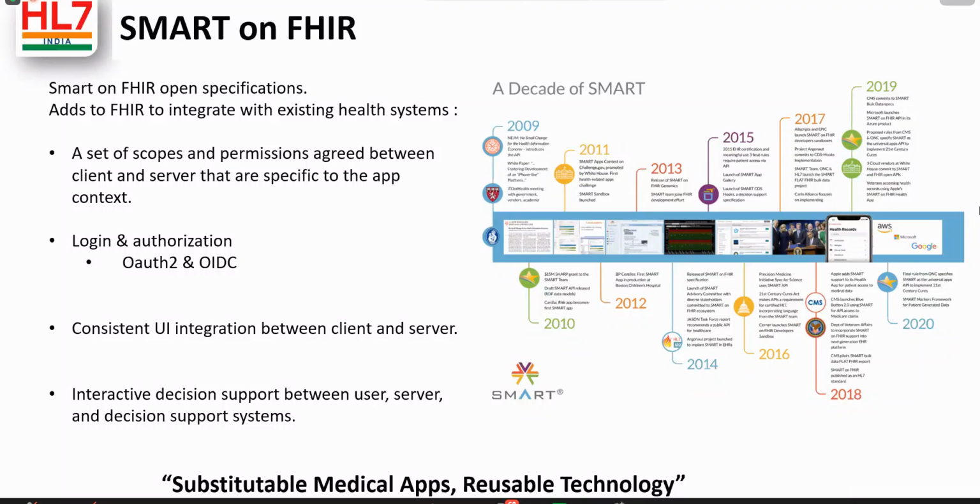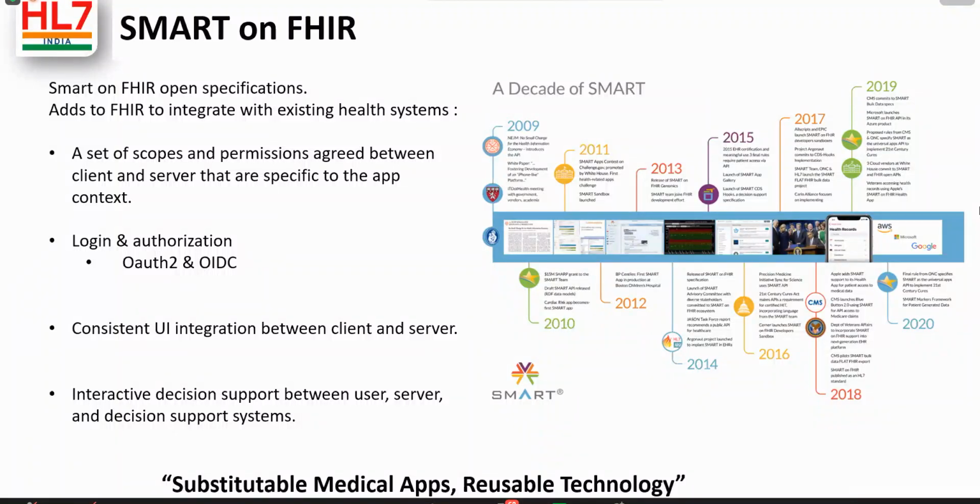And if you see, Smart on FHIR is mandated or being used by everyone. If you go to 2019, CMS says Smart on FHIR. Then ONC rules 2021, they are asking for Smart on FHIR. Apple is using Smart on FHIR. Cerner is using Smart on FHIR. So everyone is using Smart on FHIR, right?